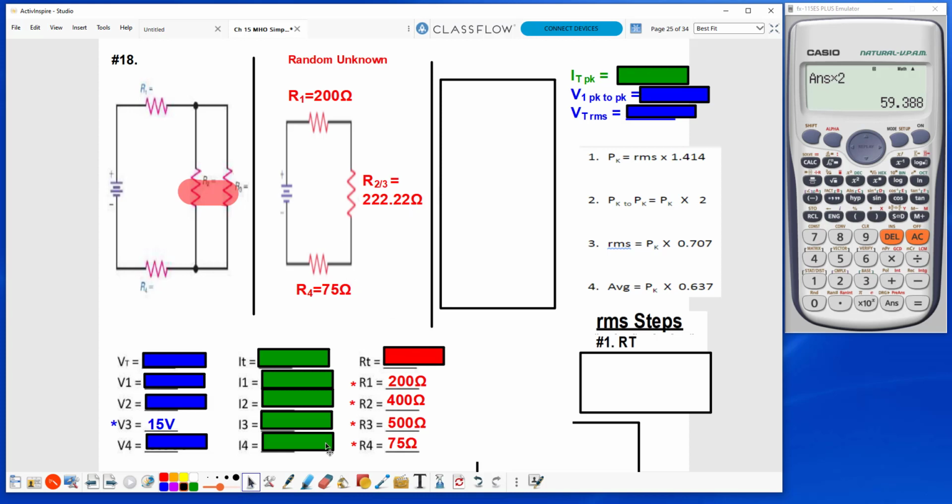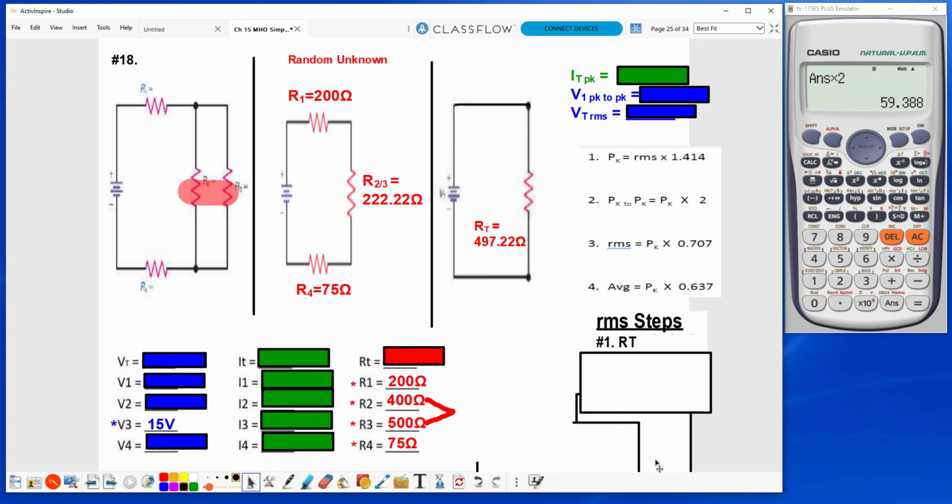Again, the 222 ohms came from reciprocating resistors 2 and 3 through the reciprocal formula. Alright, now that I have these three in series, I can just add them together to get my total resistance, which is 497.22 ohms.